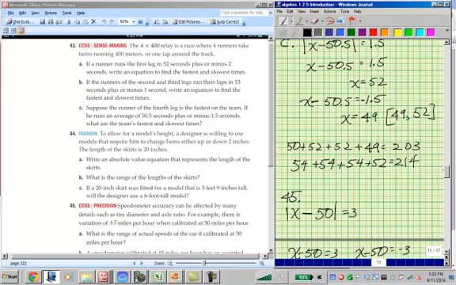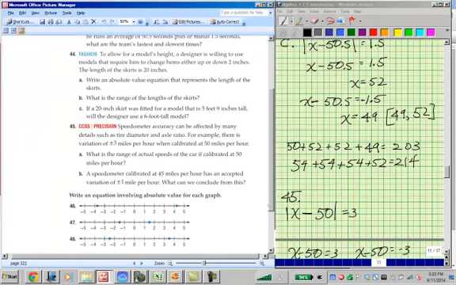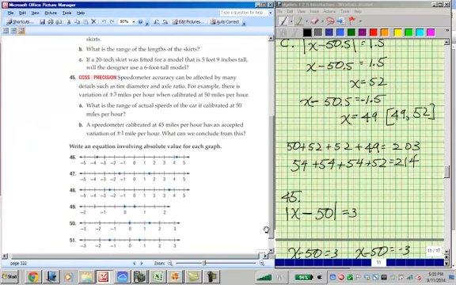Okay? Now, a speedometer calibrated at 45 miles per hour has an accepted variation of plus or minus 1 mile per hour. What can we conclude from this? That it's calibrated more accurately. We talked about that in class. Okay? It's more accurate, which generally involves more expense.